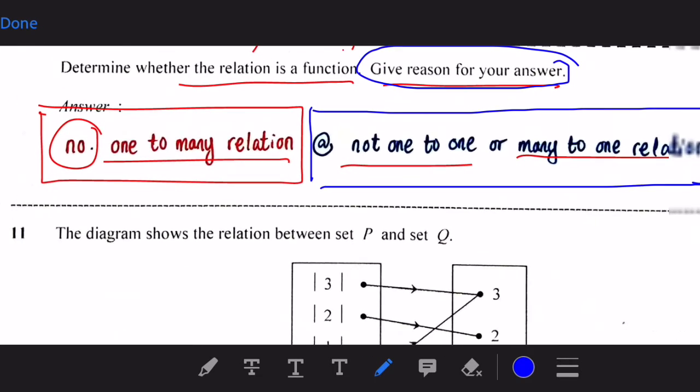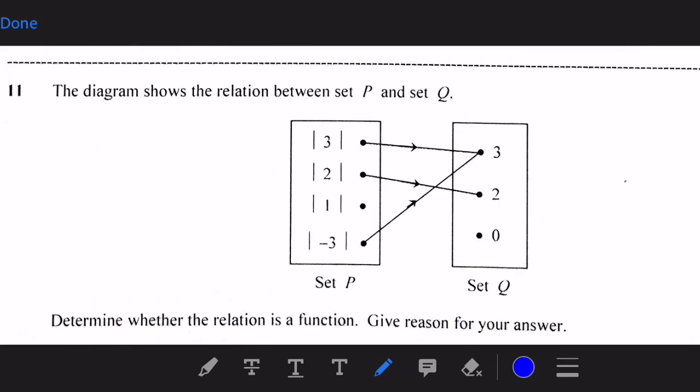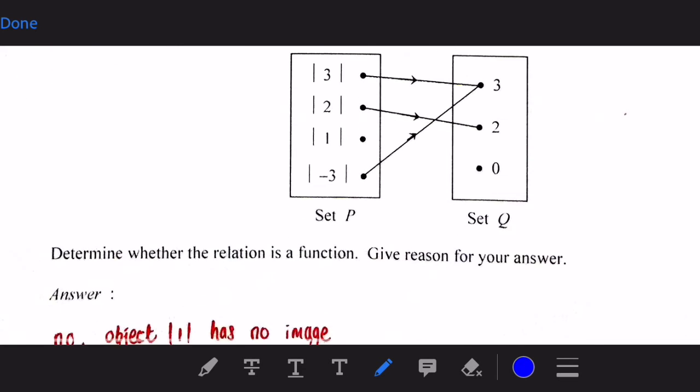So this is a very popular question in SPM exam. Now the diagram shows the relation between set P and set Q. You notice that there is a modulus, right? So determine whether the relation is a function or not. Give reason to your answer.